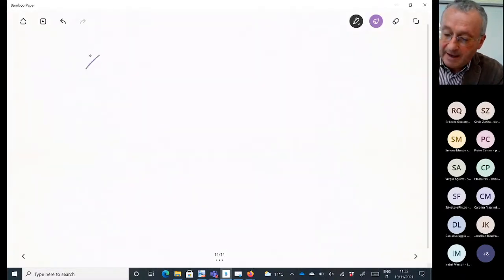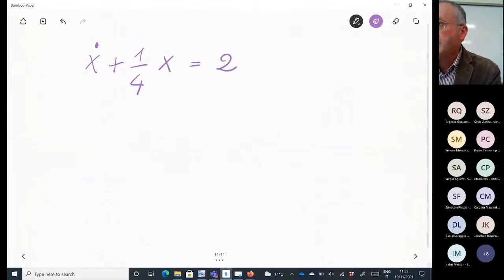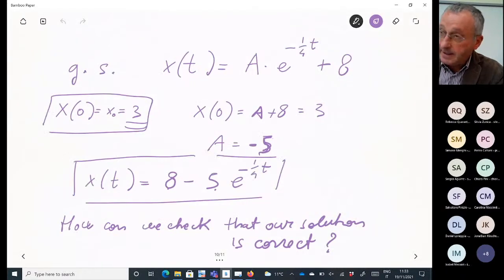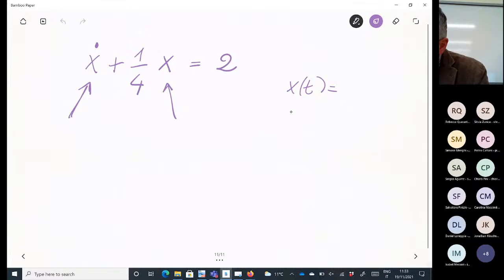We must have that x dot, the time derivative, plus 1 over 4 x is equal to 2 for any t. So put here your solution, put here the time derivative of your solution, and the left-hand side must be identically equal to 2. So what is the time derivative of our solution? We know that our solution that we found, x of t, is equal to 8 minus 5 exponential minus 1 over 4t. Okay, what is its time derivative?